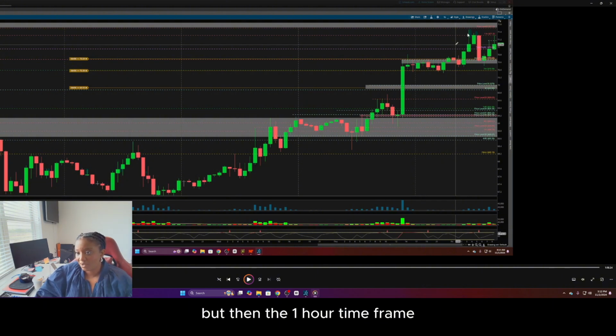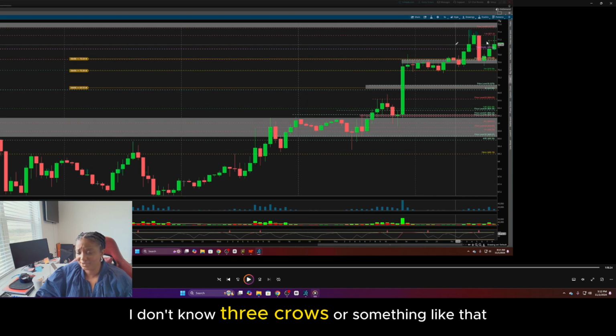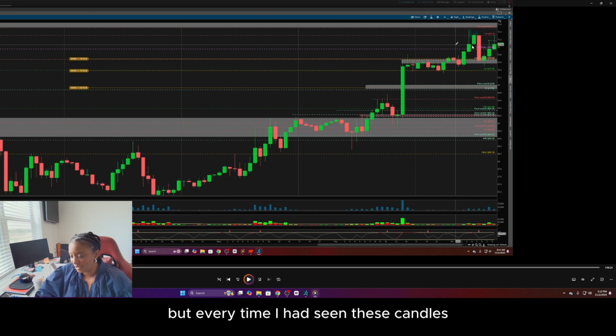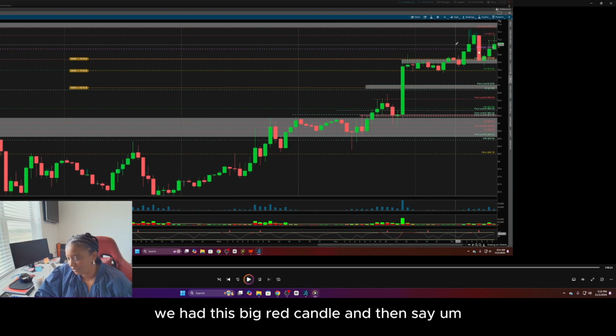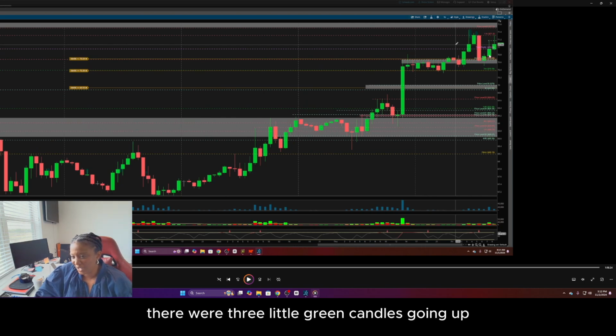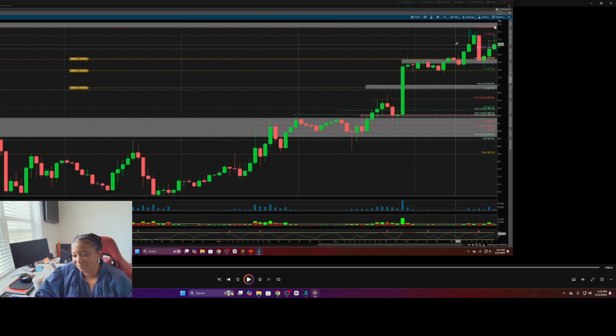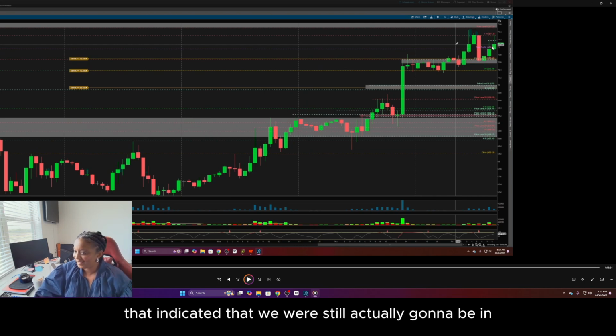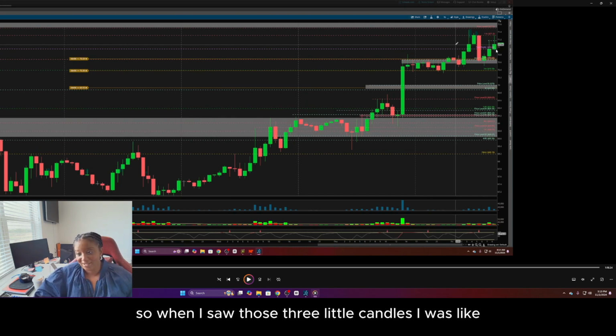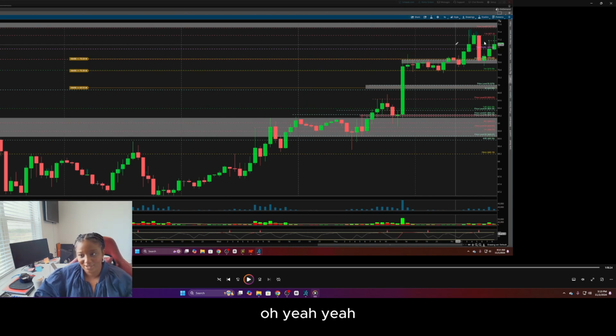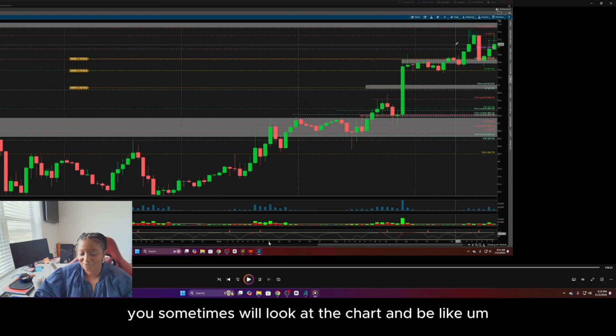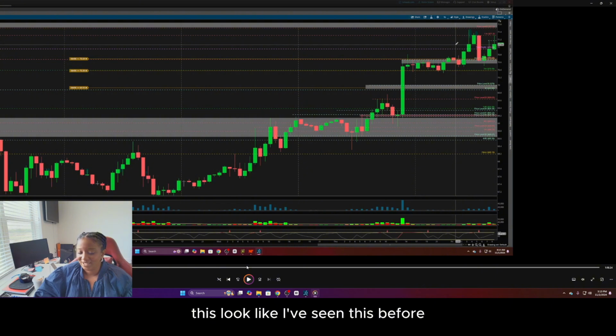But then on the 1 hour time frame, I saw these 3 little green candles. Now, since I've been trading, I found out there's a term for it. I don't know, three crows or something like that. But every time I had seen these candles, like if we had a big red candle, and then 3 little green candles going up, all pretty adjacent to each other, not really making big moves, that indicated that we were still going to be in a downtrend. So when I saw those 3 little candles, I was like, oh yeah, I've seen this before. And that comes with chart time. You sometimes look at the chart and think, this looks like I've seen this before.